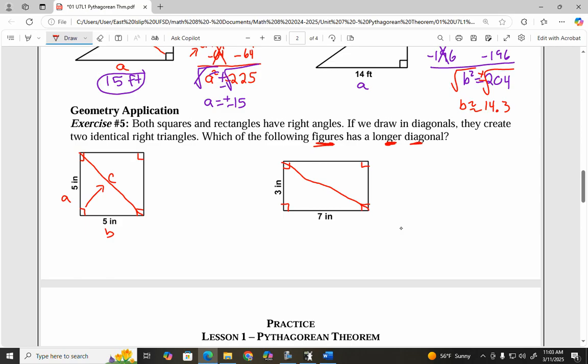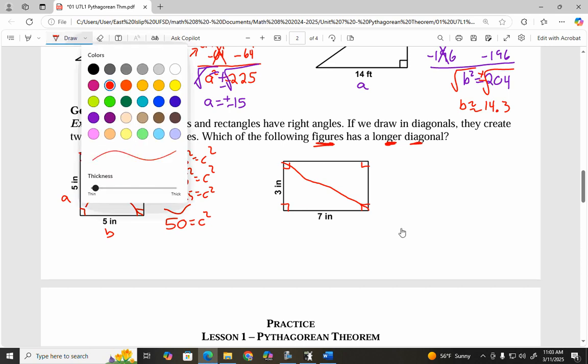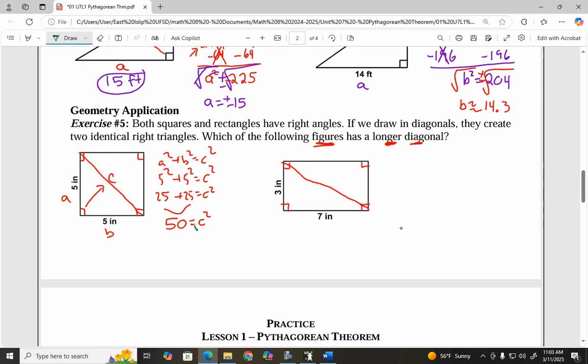So I'll do the square first. A squared plus B squared equals C squared. 5 squared plus 5 squared equals C squared. So 25 plus 25 is C squared, which means this adds to 50. C squared is equal to 50. I want to know what C is, so I'm going to square root both sides.